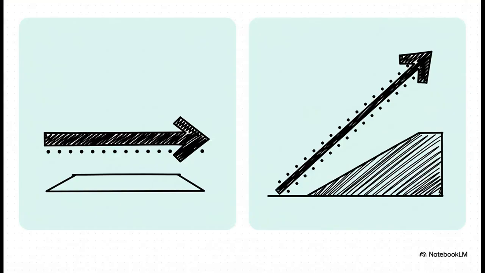So as you can see, the direction is simply the slope of that line of action. It could be perfectly horizontal for a sideways push, or it could be angled if you're, say, pulling something up a ramp. This just sets the stage for our final crucial property.